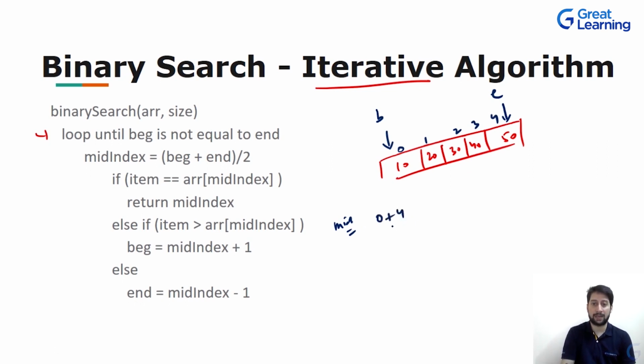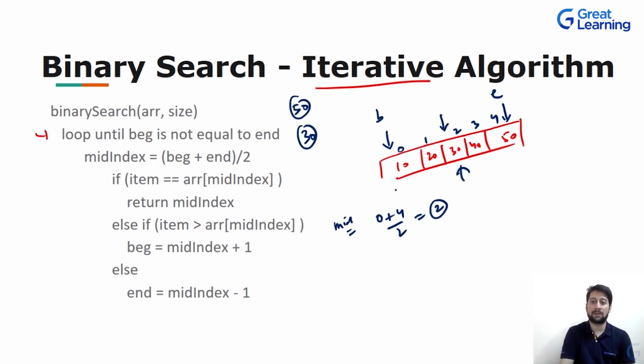Beginning plus end divided by 2, so that some part of it can be neglected, right? So it will be 2. So your mid is at this position. Now you will see, okay, the element that I'm looking for is, let's suppose, 50, and the element that I am currently at is 30.